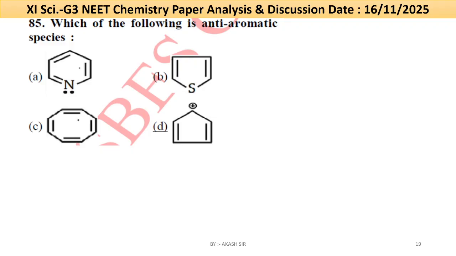Question number 85. Which of the following is an anti-aromatic species? So how do we determine the anti-aromatic species? Let's analyze the options here. Option 1, the structure shown is a pyridine radical. Pyridine itself is aromatic with 6 pi electrons. The lone pair on nitrogen is in the sp2 hybridization and is not part of the pi system, so the radical does not change the pi electron count.